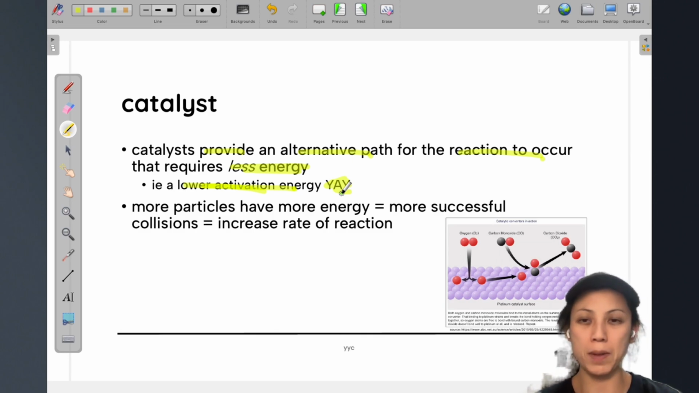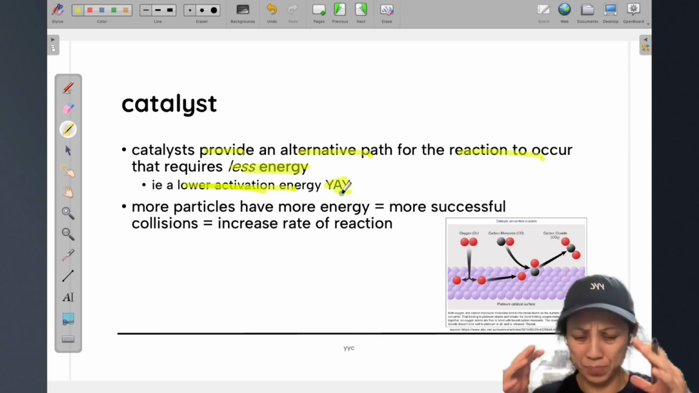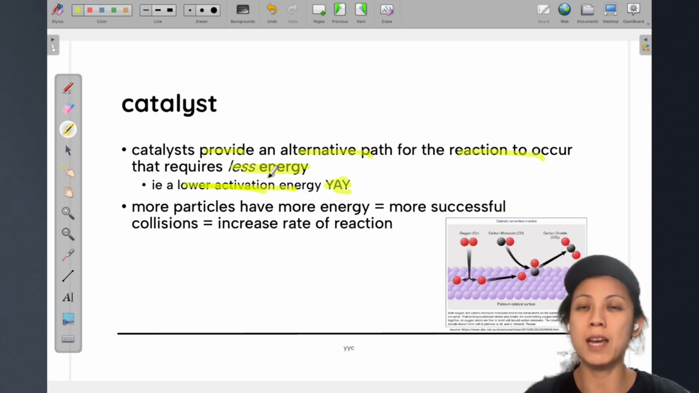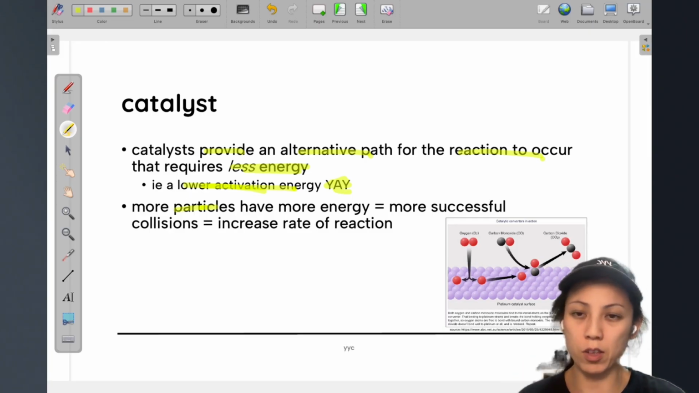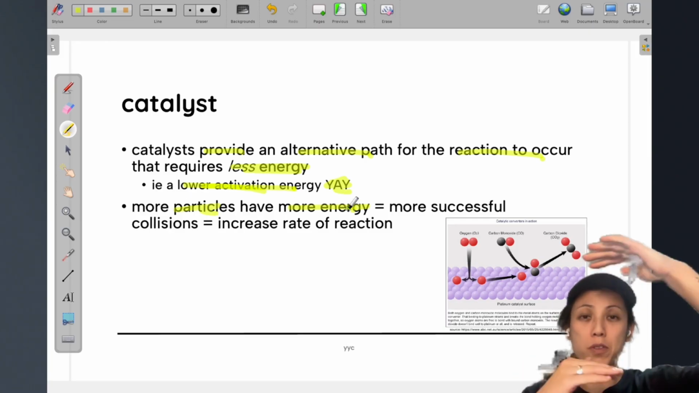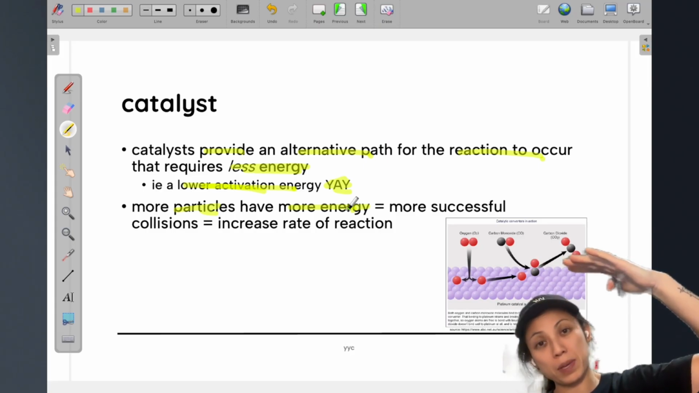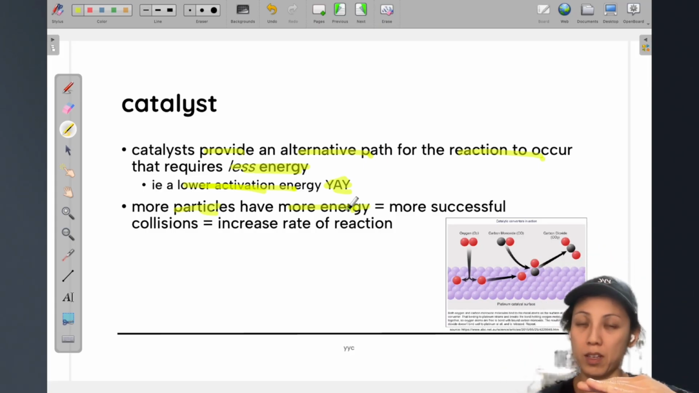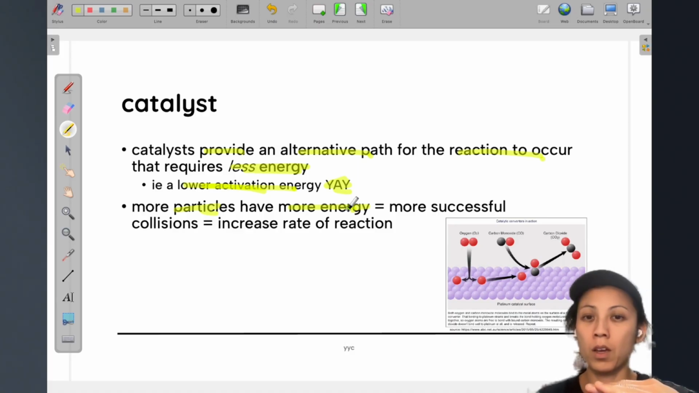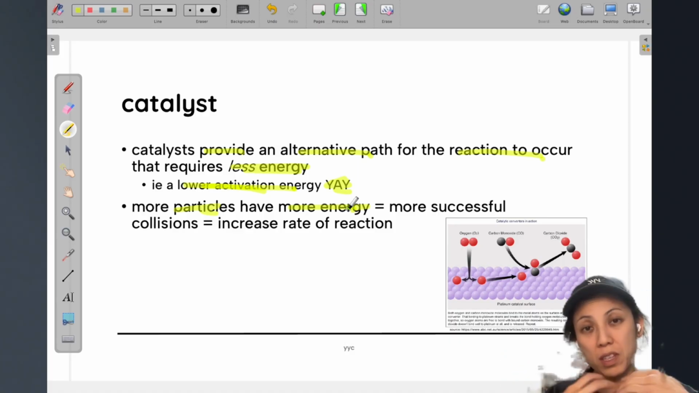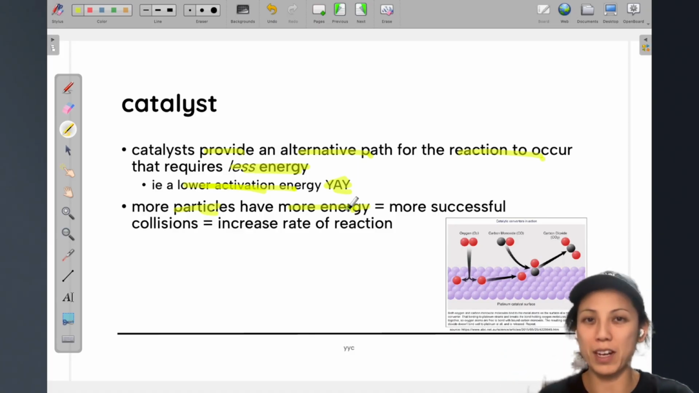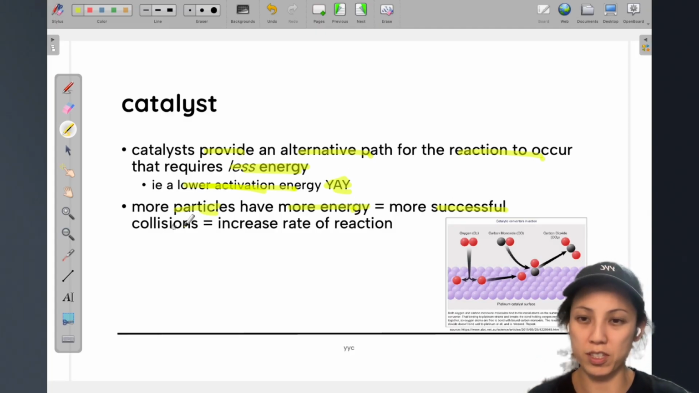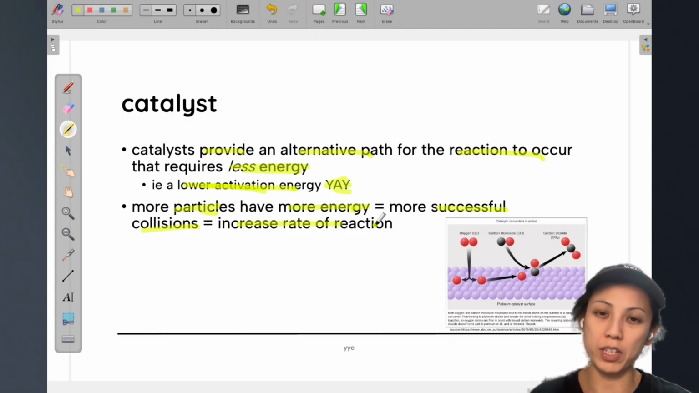What does that mean? That means that in that given environment, at that same temperature with the same number of particles, there's a higher chance that lots of particles have enough energy. Because instead of the energy level being up here, you're decreasing the energy level required for the bonds to break, for products to form. Which means that more of the particles within the system will probably have enough energy that when they smack into each other, they're going to have successful collisions. As a result, we're going to increase the rate of reaction.